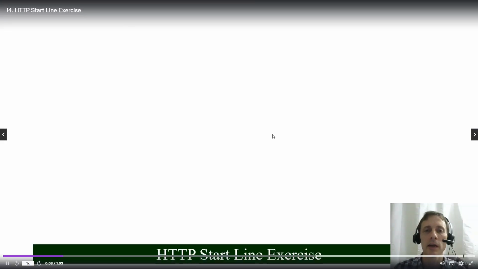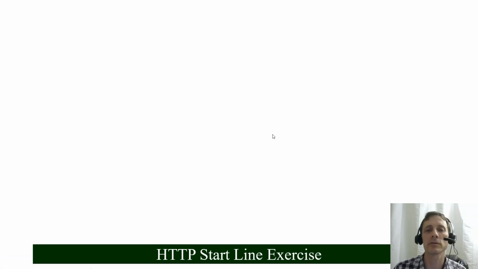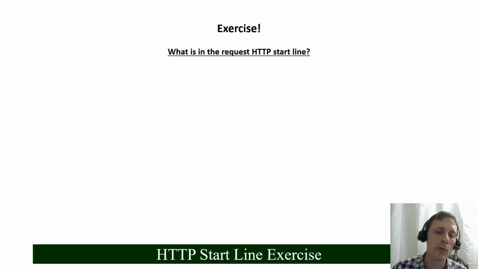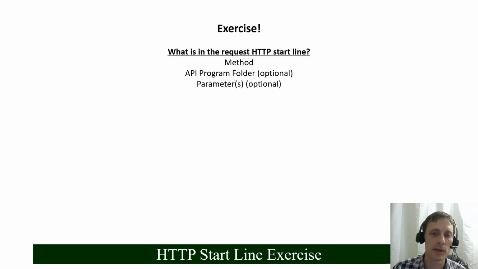Exercise time. Now it's time for you to think about the answers to questions regarding the HTTP start line. First question, what is in the request HTTP start line? Put it on pause and think about it. The method, the API program folder, if it exists, the parameters, if you have them, and the HTTP version.